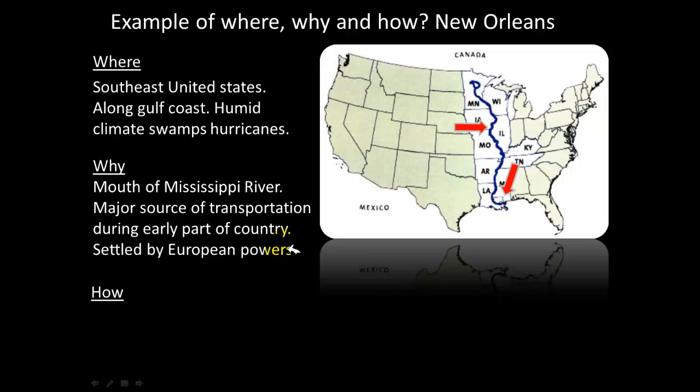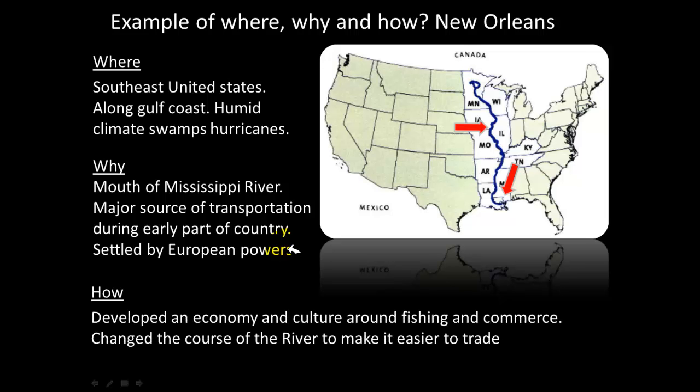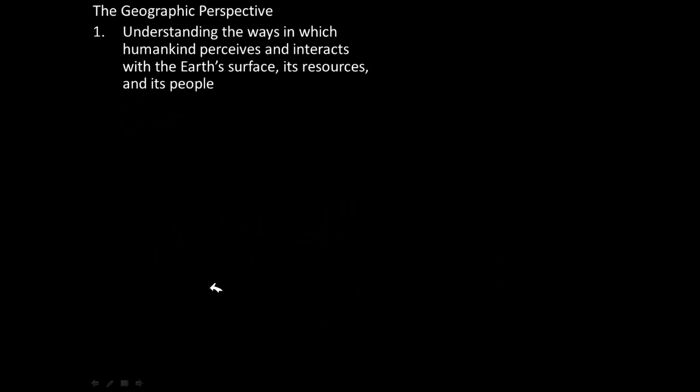And how? The last question. How has New Orleans affected the environment, and how has the environment affected New Orleans? Well, the economy of New Orleans and South Louisiana as a whole developed around fishing and commerce. And we, the government of the United States, have changed the actual flowing of the mouth of the Mississippi River so it empties out in a different location, in order for it to empty out more consistently and make it easier for boats to travel in and out for commerce.